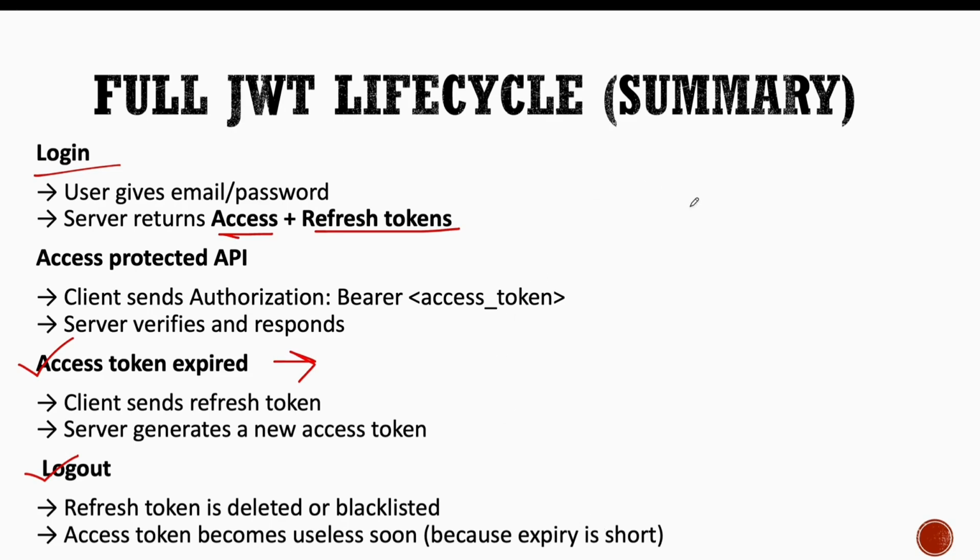Okay, so this is the full JWT life cycle that happens, and the refresh token is deleted in scenarios when we are using Google or other things. So nothing is saved in the database, and every time you come again and log in again, a new access token and a new refresh token is given.